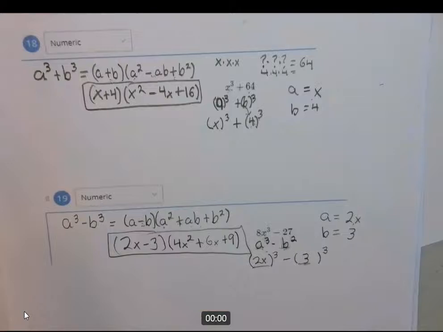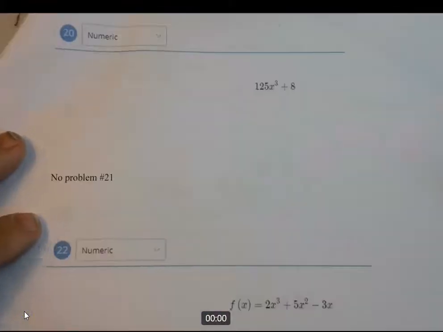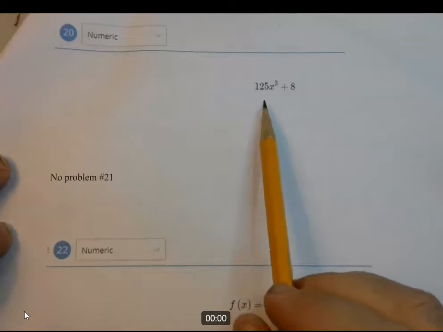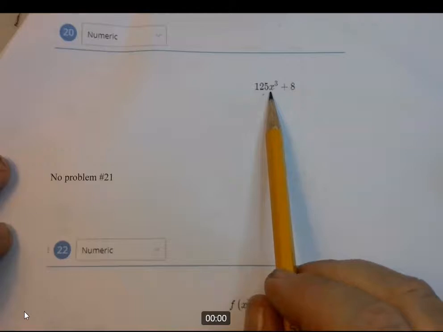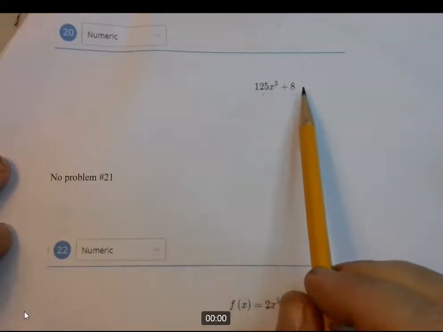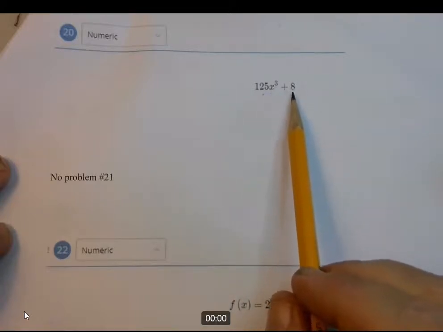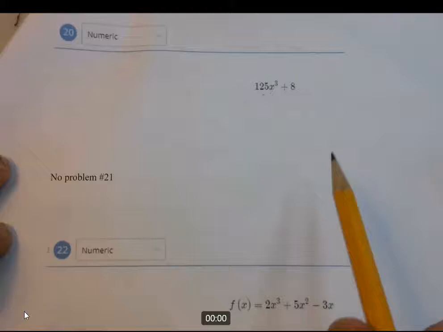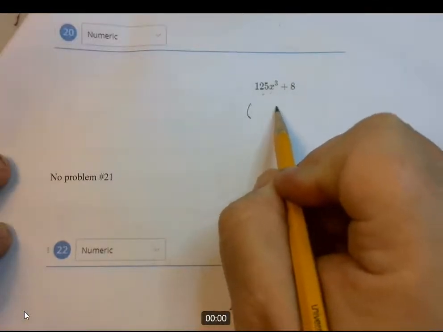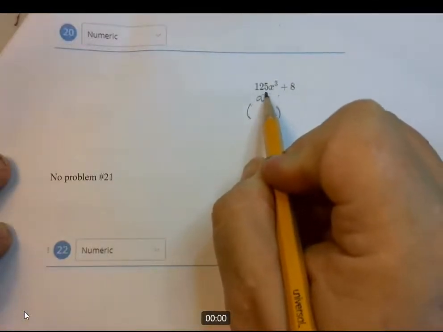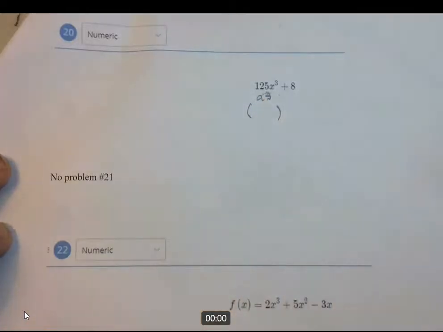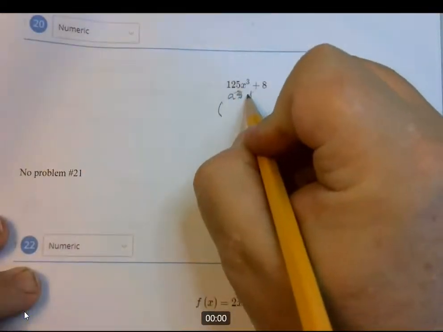All right. Let's keep going. All right, here's another perfect cube. You may not recognize it, but they wouldn't have given it to you if it wasn't. It's 5 times 5 times 5. There's a perfect cube, x times x times x. There's a perfect cube, 2 times 2 times 2. So the a here, again, the general equation is a cubed plus b cubed.